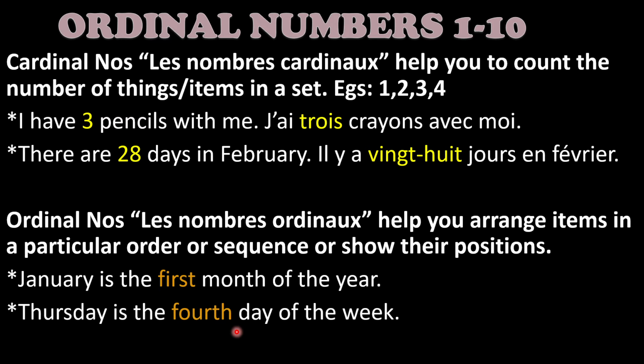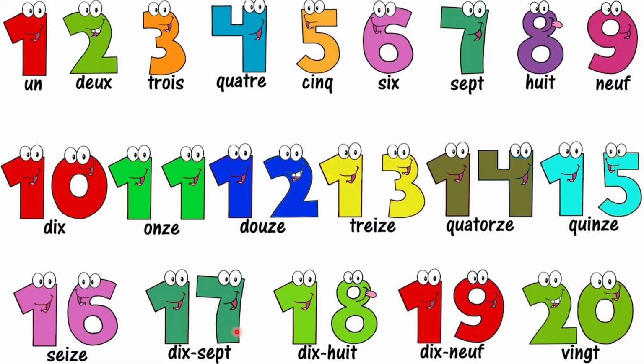I hope we've established the difference well between cardinals and ordinals. Now let's just quickly revise the cardinal numbers from 1 to 20, which you have been doing since the 3rd lesson. Quick revision and then we'll go to the ordinal numbers. I will say it twice and then I want you to repeat after me.